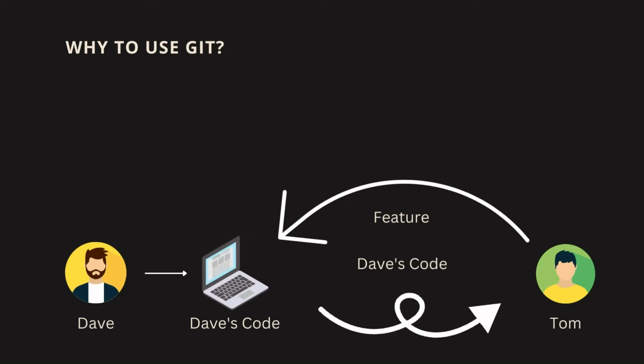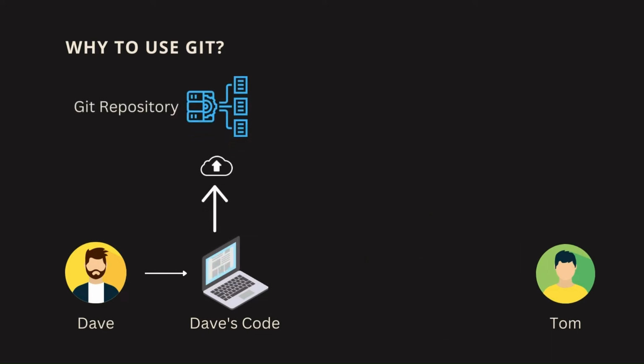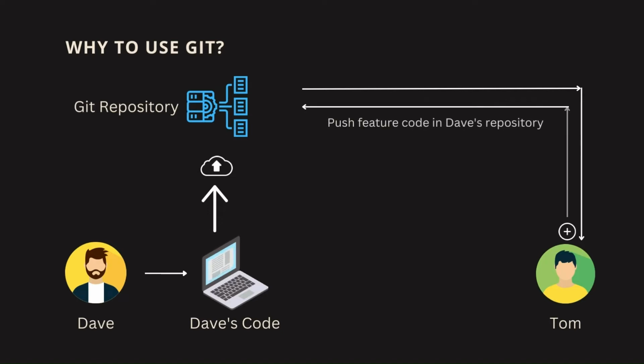But no worry, we have Git to save us. If Dave uploads all the code in a Git repository and shares it with Tom, Tom can easily download all of Dave's code, add his feature code, and push the updated code to Dave's repository. Using this, Tom has no dependency on Dave. Tom can directly add his code and push it. This really speeds up the process and allows everyone to collaborate on the code. I hope you now have a basic idea how and why we need Git.